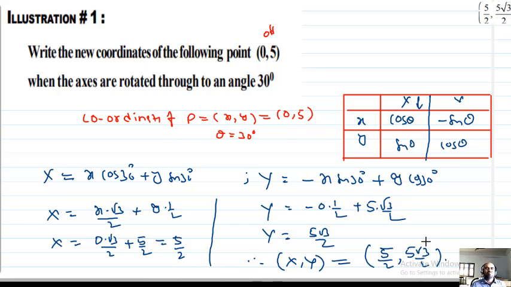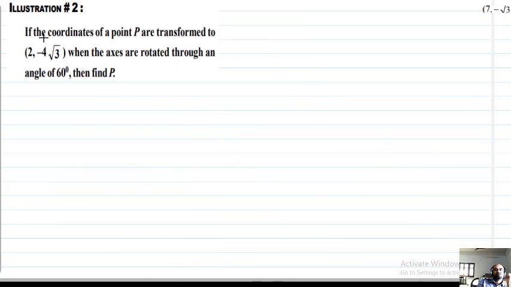This is the answer for the problem. Okay. Example 2. If the coordinates of P are transformed to (2, -4√3), when the axes are rotated through an angle of 60 degrees, find P, meaning the old P. You should find the old P. The new P is given, the new coordinates are given.